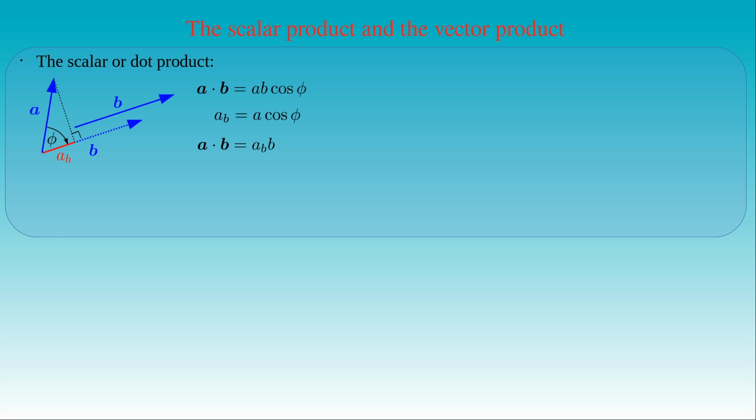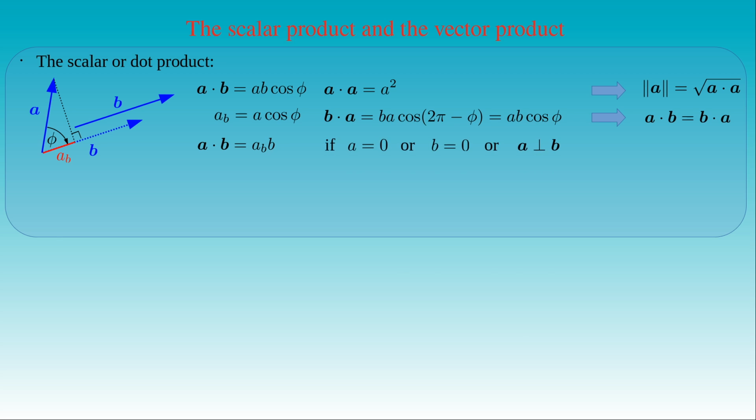As a consequence of the definition, the dot product of the vector A with itself is equal to the square of the length of the vector A. Then we can say that the length of a vector is the square root of its dot product with itself. If we exchange the vectors A and B, then the dot product of the vector B and the vector A will be equal to B times A times cosine of 2 pi minus phi, as we measure the angle from the vector B now. But this result is equal to AB times cosine phi, that is, the dot product is commutative, which means that A dot B is equal to B dot A. We also see from the definition, if the length of the vector A or B is 0 or A is perpendicular to B, then the dot product of A and B vanishes.